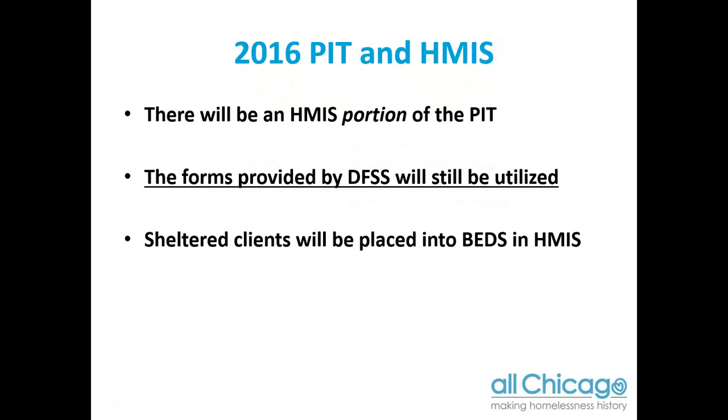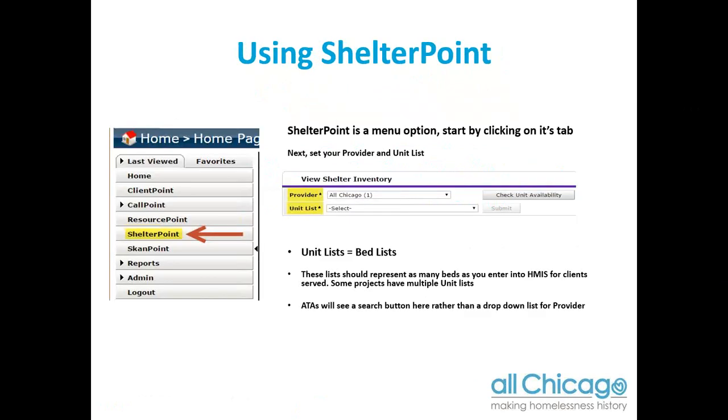So let's start off by looking at how ShelterPoint works. ShelterPoint does have its own menu option when you log into the system. So you will start by clicking directly on its tab. Once you do that, you'll bring up this shelter inventory information screen where you'll set a provider and a unit list to start. Your provider, you see right there, is set to All Chicago. That's going to be the agency name that it will default to.